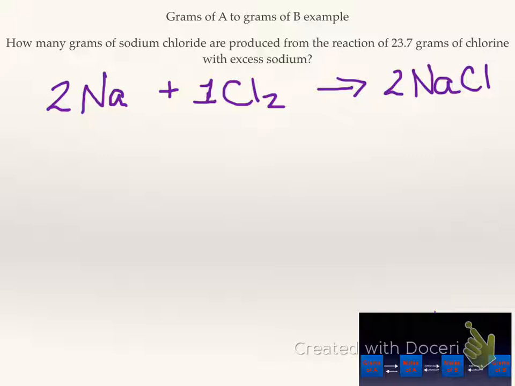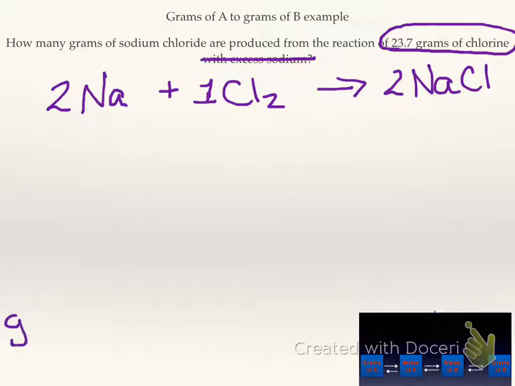So let's just dig right in and look at the problem and see what we need to figure out. It says, how many grams of sodium chloride are produced from the reaction of 23.7 grams of chlorine with excess sodium? Now remember, anytime we see anything that says with excess, that means it's not affecting our chemical reaction, so we don't need to worry about it. What we do need to look at is what is our given, and in this case we're looking for the thing with the number by it.